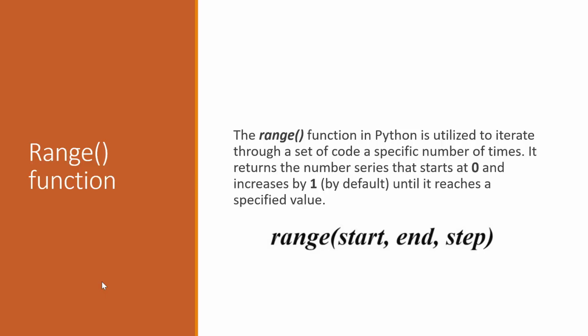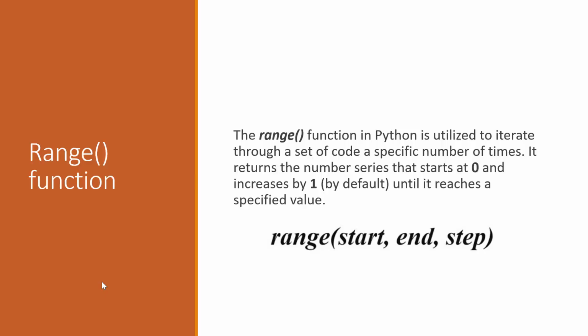Now here on the screen we can see the syntax of the range function. This range function simply accepts three parameters. First one is the start. This parameter is used to specify the starting number of the series. By default, if we don't specify start, the starting number will be 0. After this, the next parameter is end. This parameter is used to specify the ending number of the series. Specifying this is mandatory. If we don't specify it, we cannot use this range function.